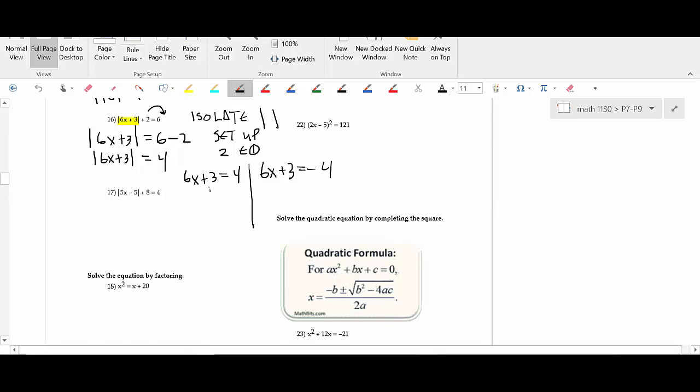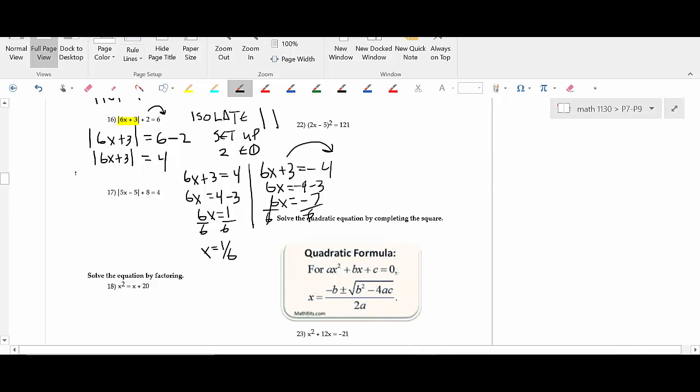Then I'm going to get rid of the 3, so I can subtract 3 from both sides. That's 6x equals 4 minus 3, so 6x equals 1. You can close that off by dividing by 6. So one of your answers is 1/6. You do the same thing over here. You can subtract 3 from both sides, so that's 6x equals negative 4 minus 3, which is 6x equals negative 7. Then you can divide both sides by 6. So the second answer to that problem would be negative 7/6.